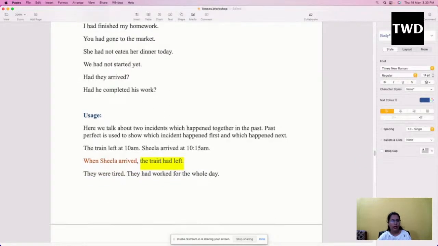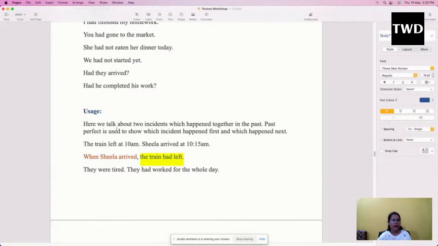So how can we use this? Here we talk about two incidents. Now remember that we use past perfect tense only when we want to show two incidents which happened in the past, because we want to show clearly which incident happened first and which incident took place next. Here we talk about two incidents which happened together in the past. Past perfect is used to show which incident happened first and which happened next.